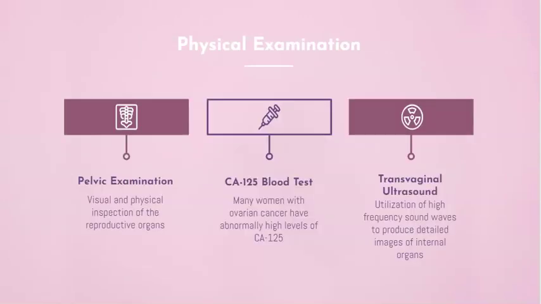So at this time, her gynecologist decided to undergo 3 parts of a physical examination. The first was a pelvic exam, which is a visual and physical inspection of the reproductive organs, which is very typical of any gynecology visit. So I'm going to focus in on the second 2 exams that he did. The first being a CA-125 blood test, and the second was a transvaginal ultrasound.